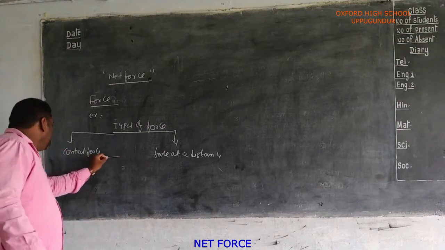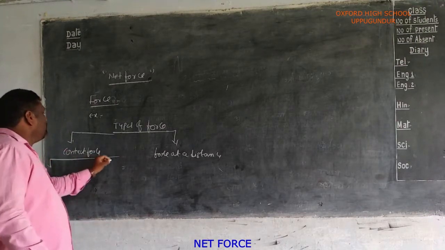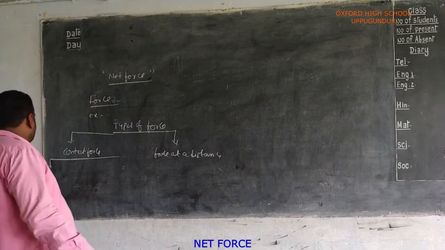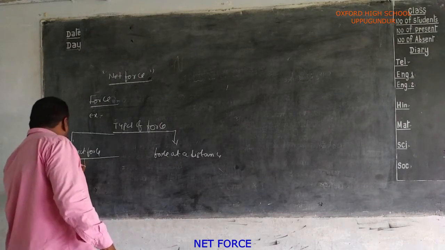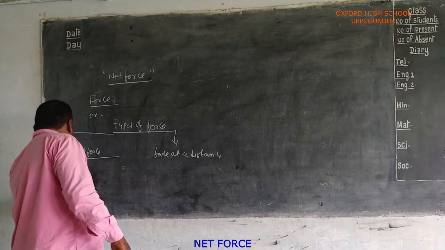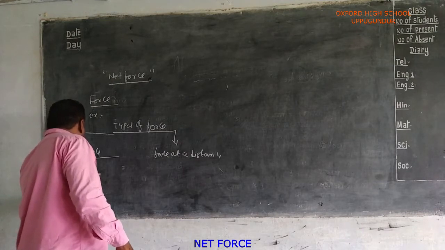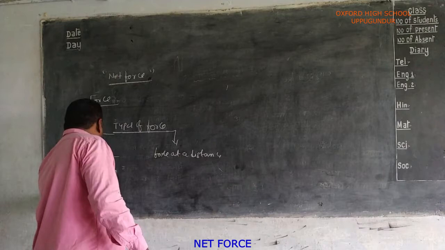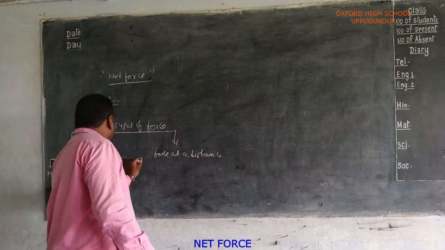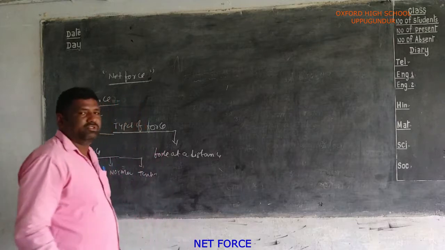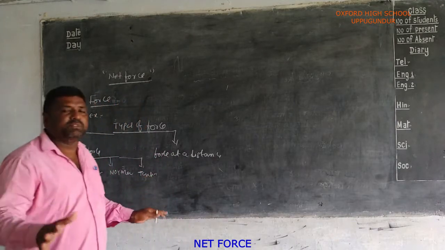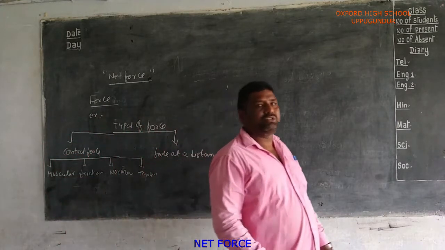Contact force is also divided into four types. The first one is the muscular force, the second one is the frictional force, the third one is the normal force, and next is the tension force. These are the types of contact force.